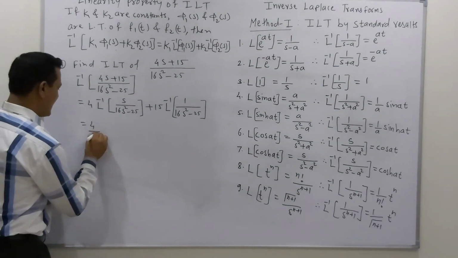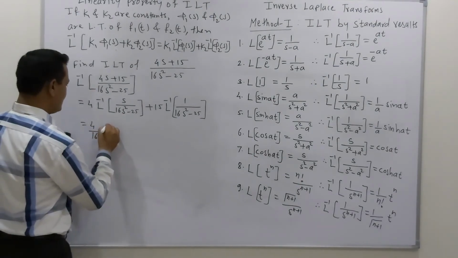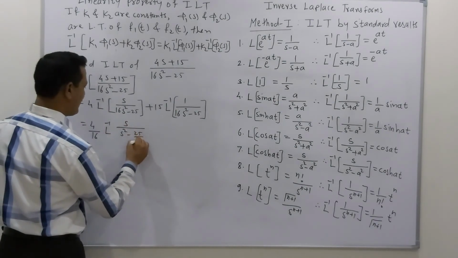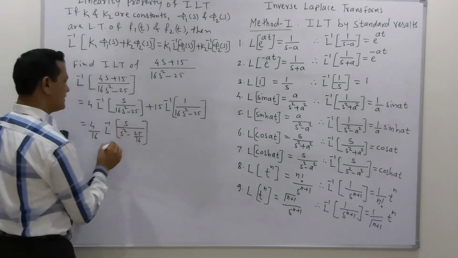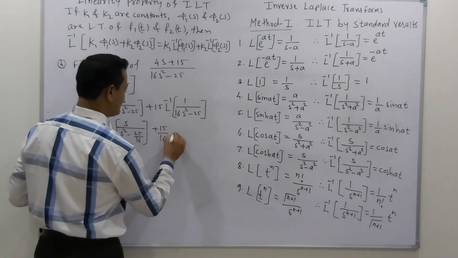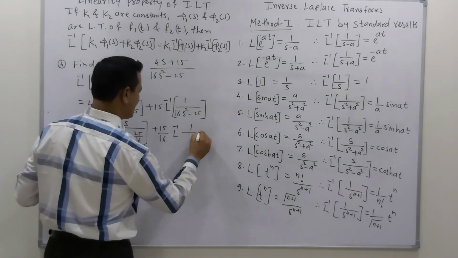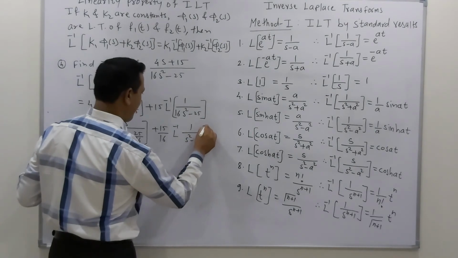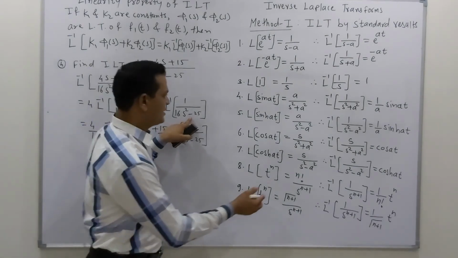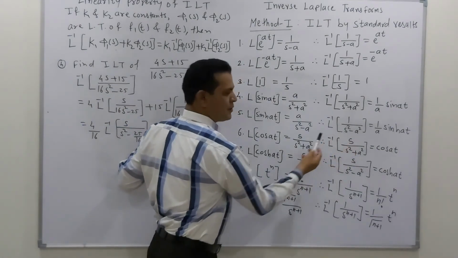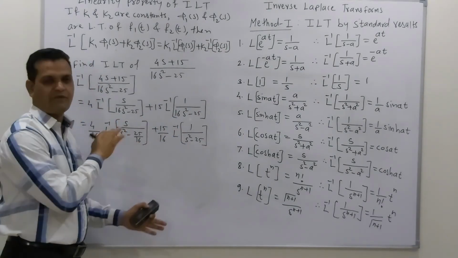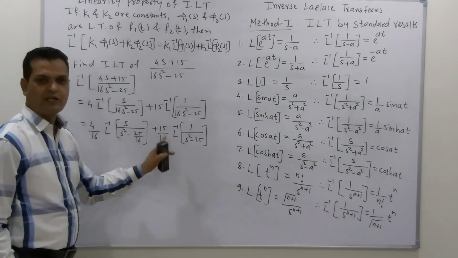So we can write this as 16 times the inverse Laplace transformation of s upon (s² - 25/16). This is the step after taking 16 common, plus 15/16 times the inverse Laplace transformation of 1 upon (s² - 25/16). If we compare this result with s² - a², we require the coefficient of s² as 1. That's why once again we take 16 as a constant outside the inverse Laplace transformation, and we reach this term.